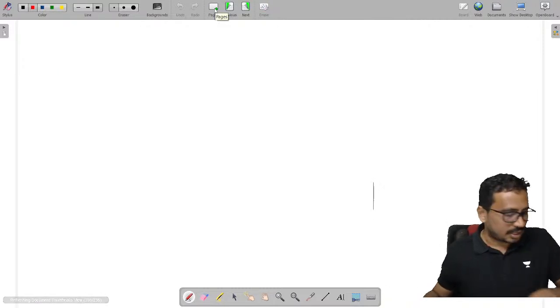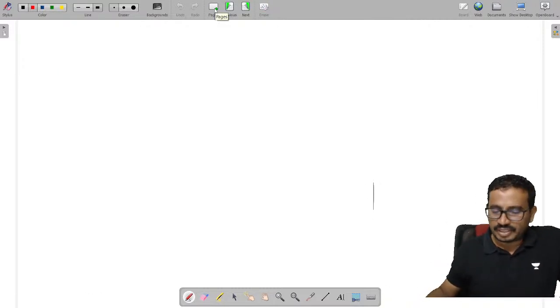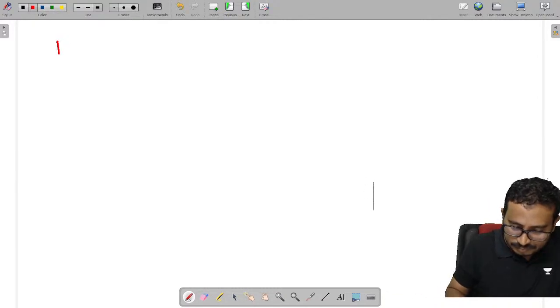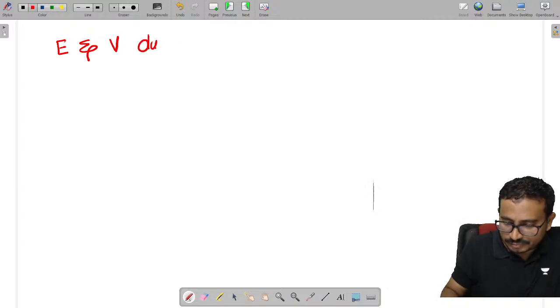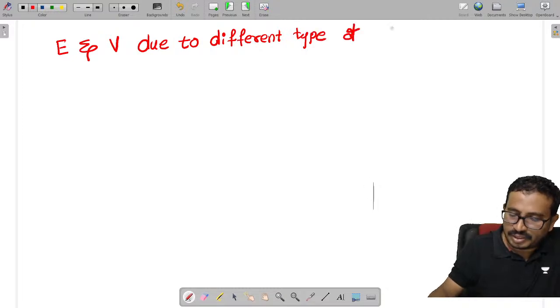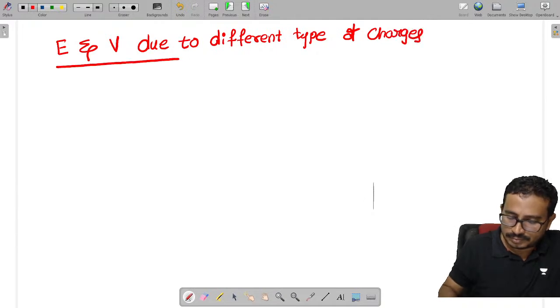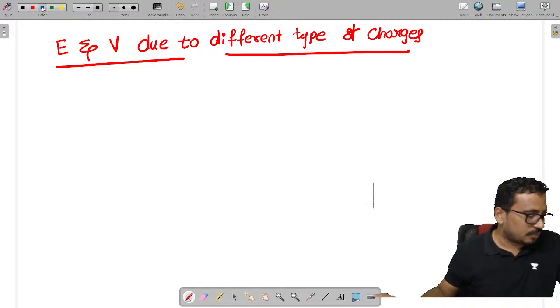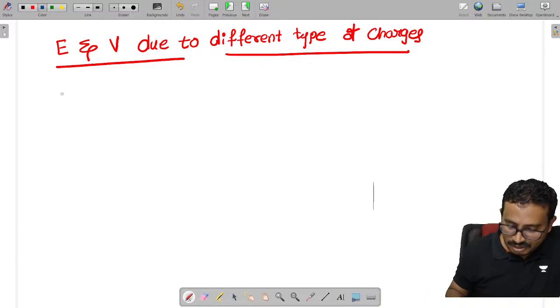Now let us see the electric field and potential due to different types of charges. The first one we are talking about is the point charges.